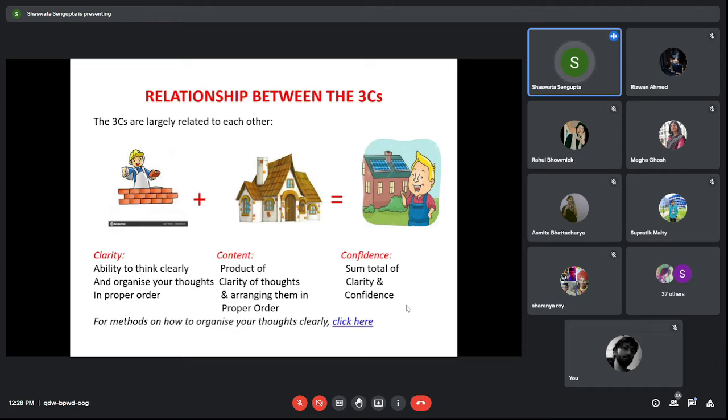So that is the relationship between the three C's: clarity, content, and confidence. Now this particular concept, this is the backbone for a GD. All the other things are secondary that I'll be showing you, but this is the very, very primary concept that you need to keep in mind when you talk about having a group discussion. Is this part clear to everyone? If anyone has got any doubts or queries regarding this part, please ask me.